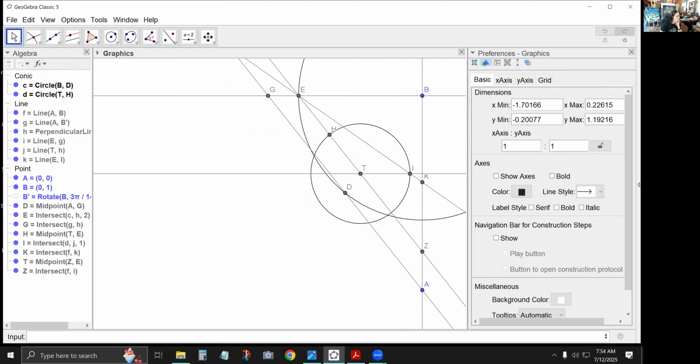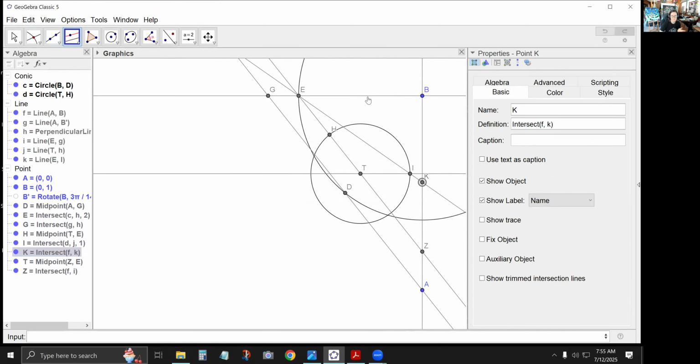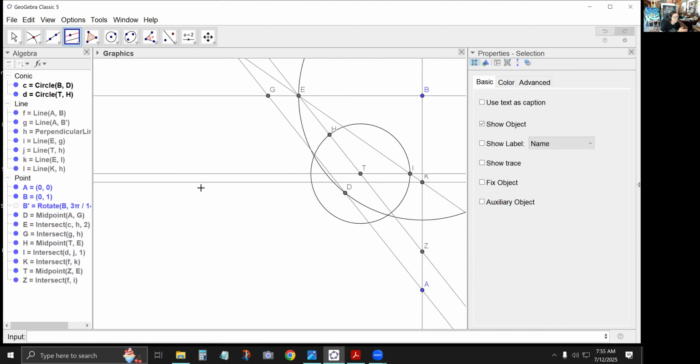All right. Then it says draw KL parallel to BE. So we want to construct a line through K parallel to BE. Okay, cool. And then we want to find this intersection point L. So L is right here.